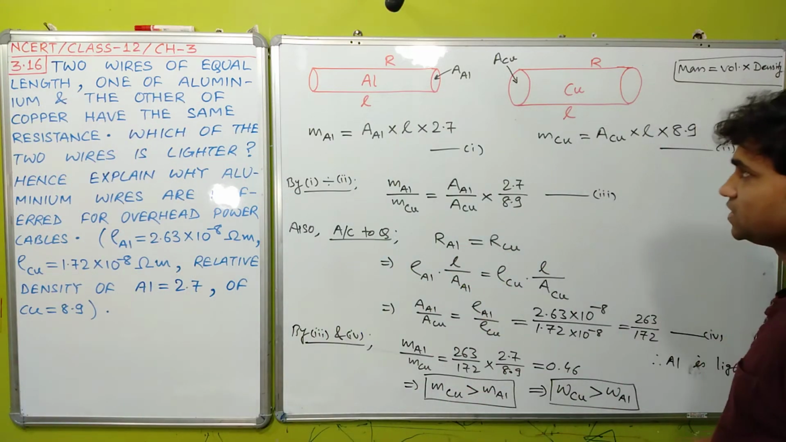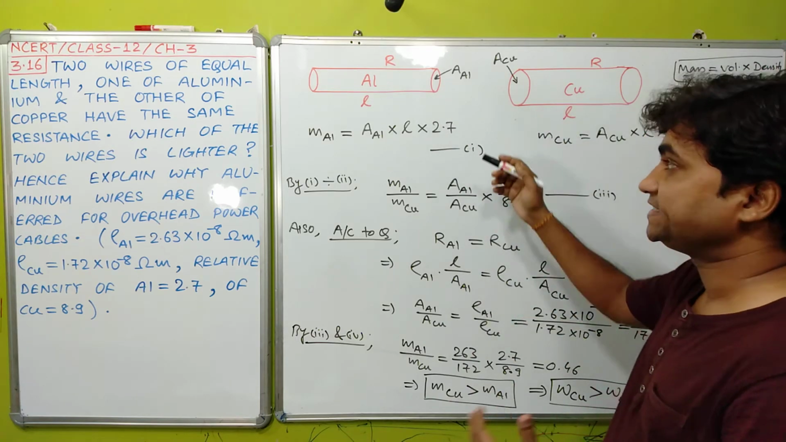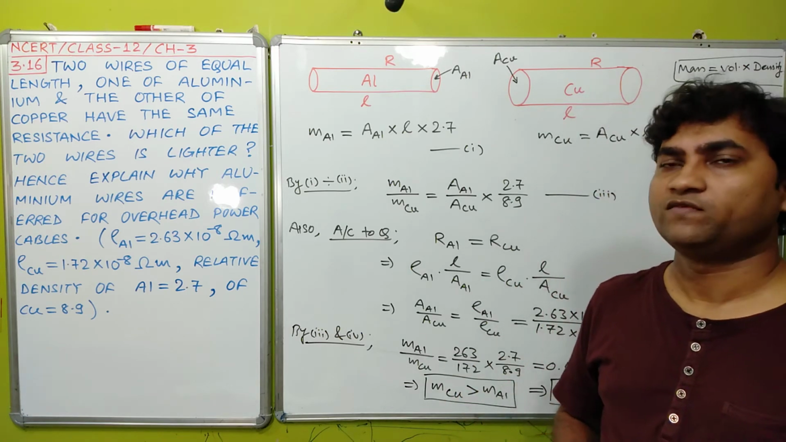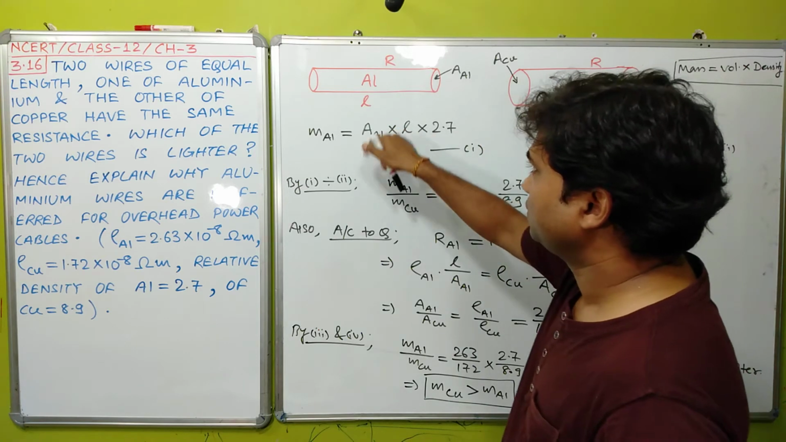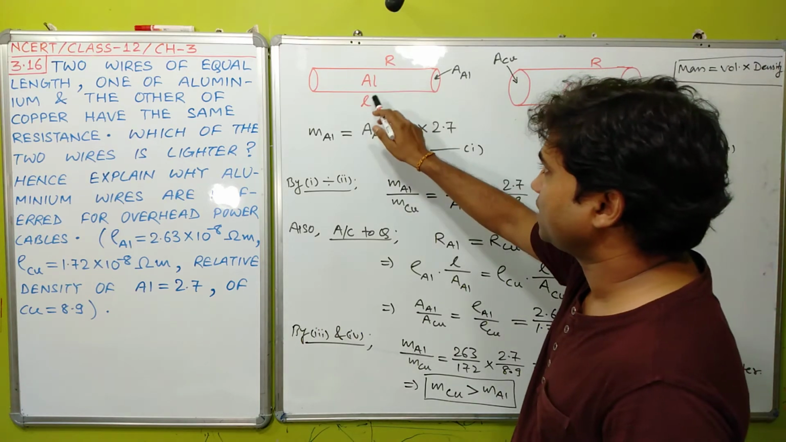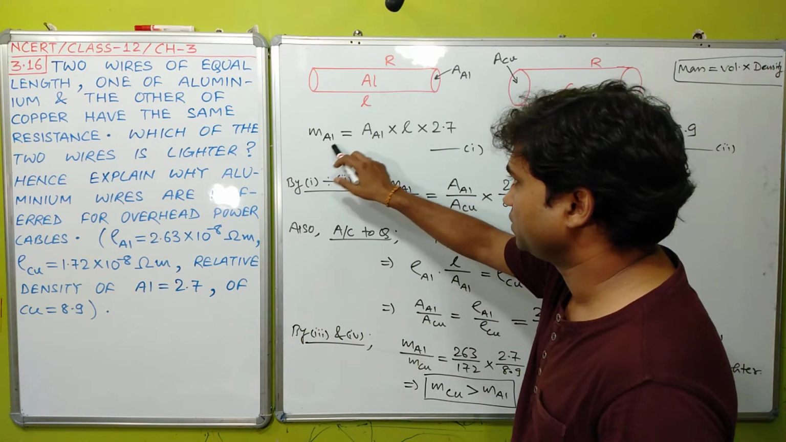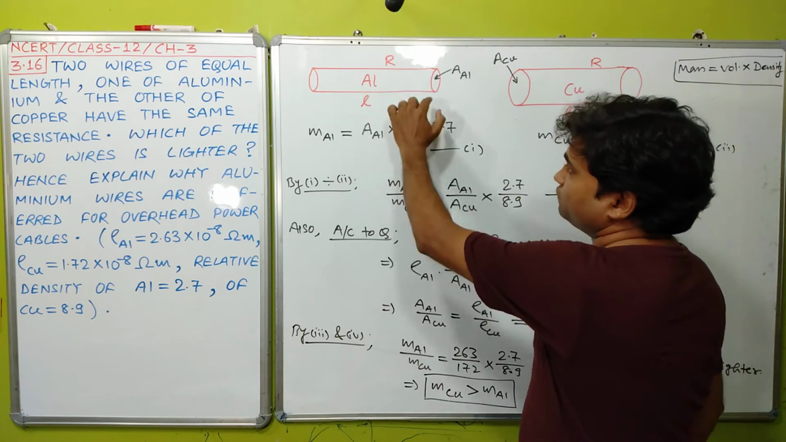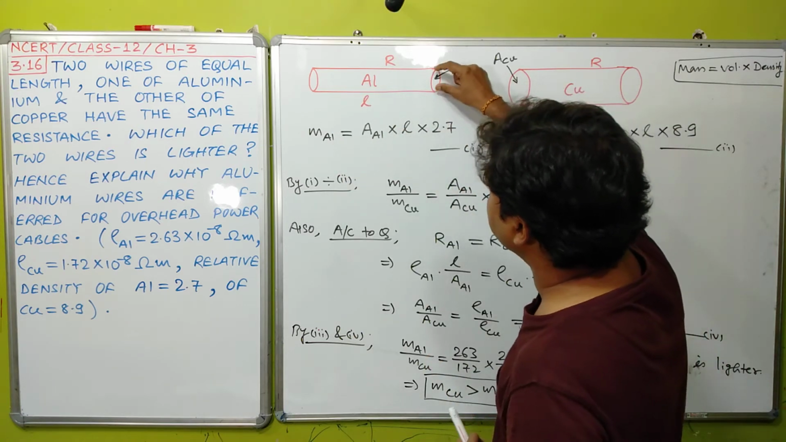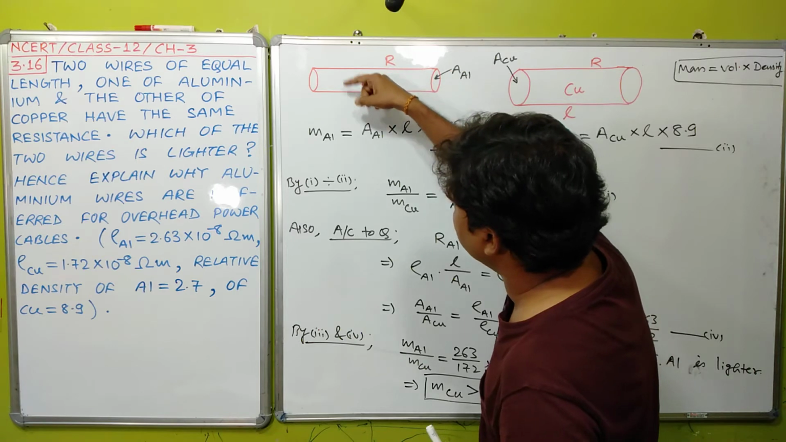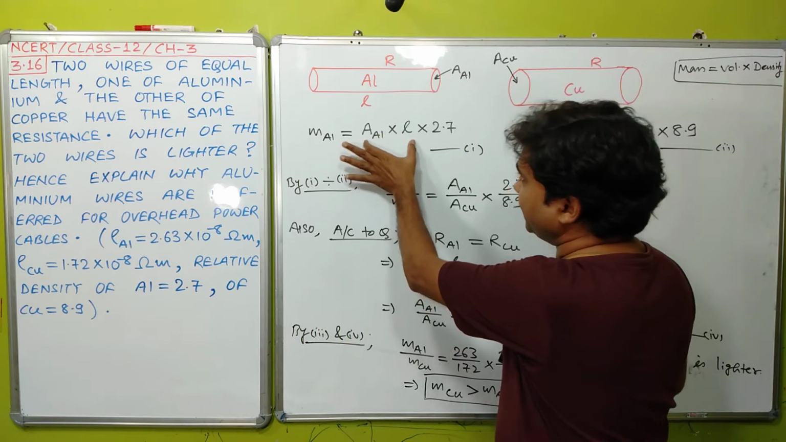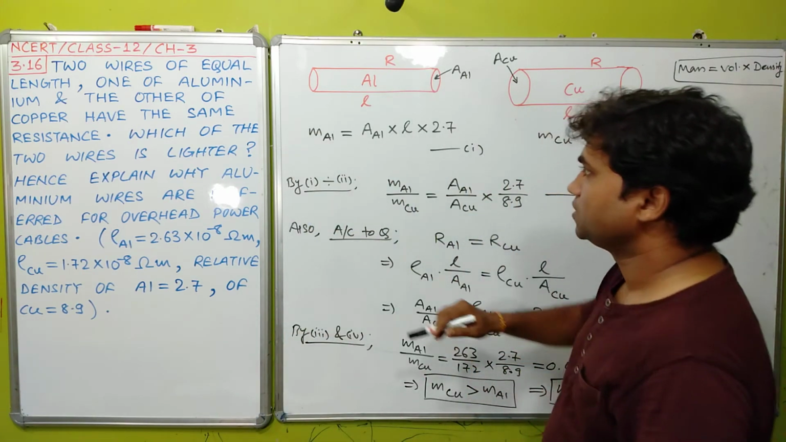Student, which of the two wires is lighter? Lighter means mainly we will have to check which of the two has less mass or less weight. For checking mass, from this relation, you know, mass equals volume into density. So for mass of aluminium wire, M aluminium equals, we can write its volume. What will be its volume? Since its area of cross section is AL, length is L, after multiplying the area of cross section with its length, we will get its volume. This is the volume of aluminium wire, and since its density is given 2.7, now this is the mass of aluminium.